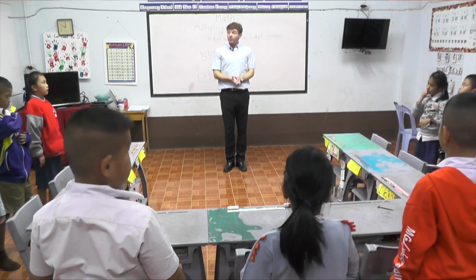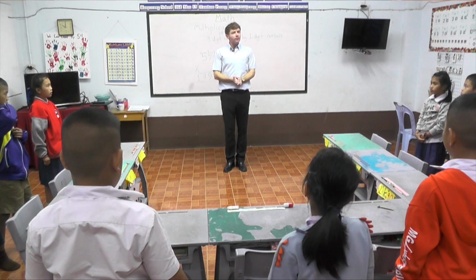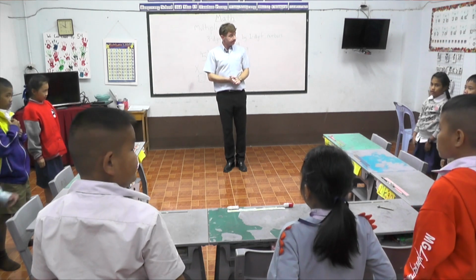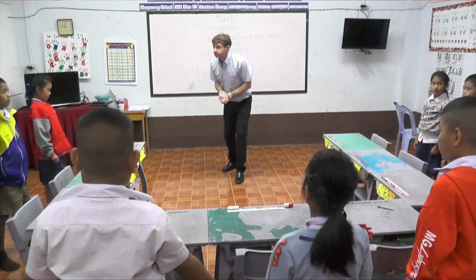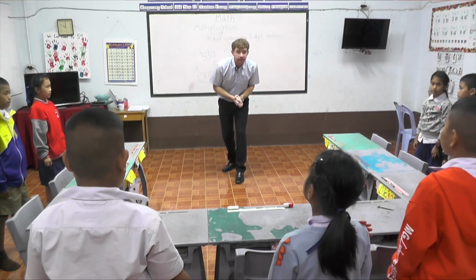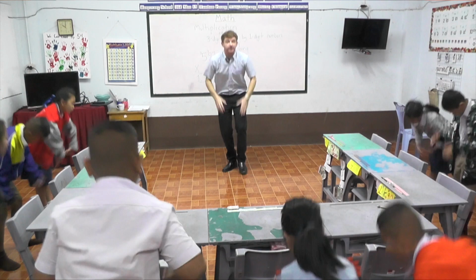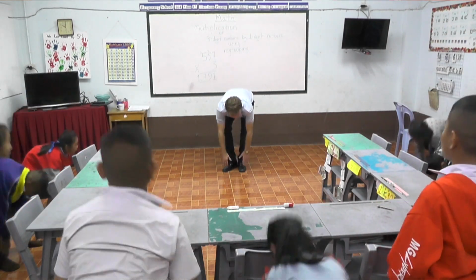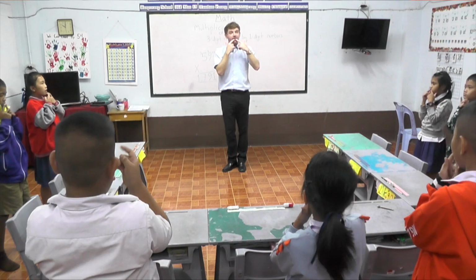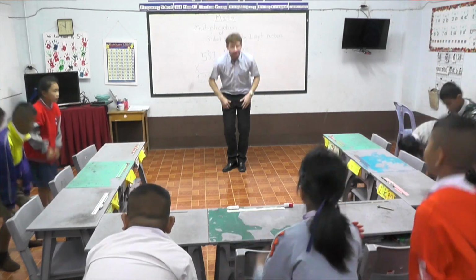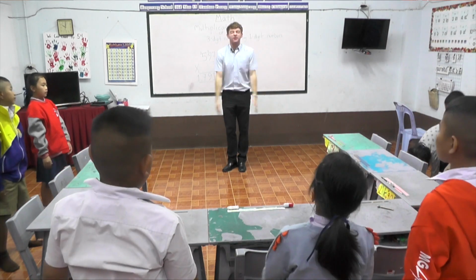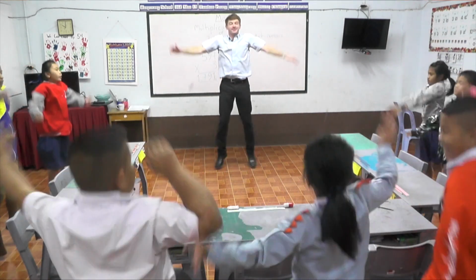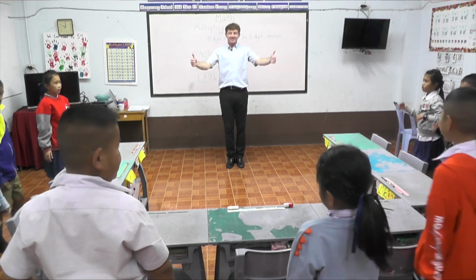Now let's do it one more time, but this time, shall we do it quickly? Okay. Are you ready? Head, shoulders, knees and toes, head, shoulders, knees and toes, eyes and ears and mouth and nose, head, shoulders, knees and toes. And to finish, 3 star jumps. 1, 2, 3. Excellent, guys. Have a seat.